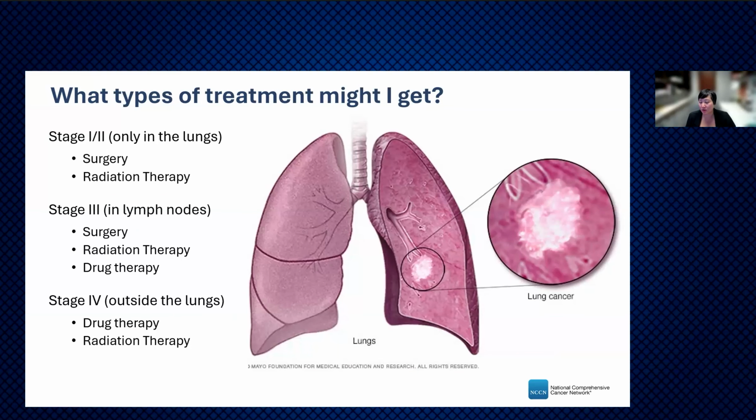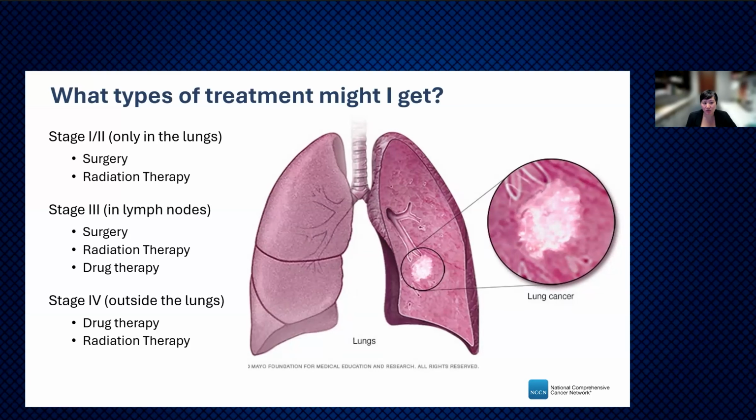So the types of treatment depend on the stage. So if the lung cancer is only in the lungs and it's a stage 1 or a stage 2, then often we think about doing surgery, and surgery is the standard of care. So if patients are able to get surgery safely, we do recommend that, or radiation treatment. And I will talk a little bit about radiation treatment. That is actually the type of oncologist that I am, where I use radiation to treat cancers.